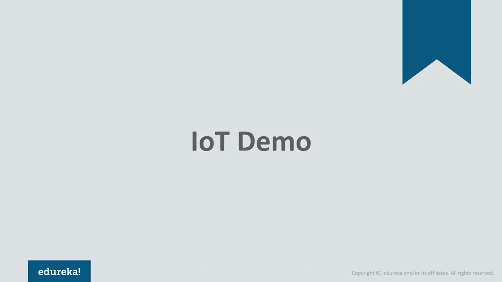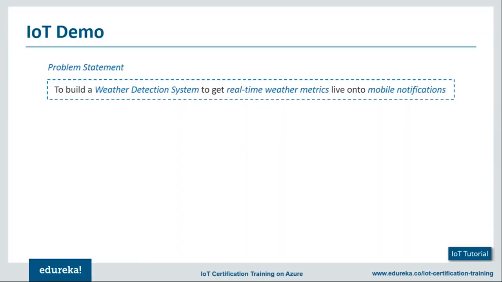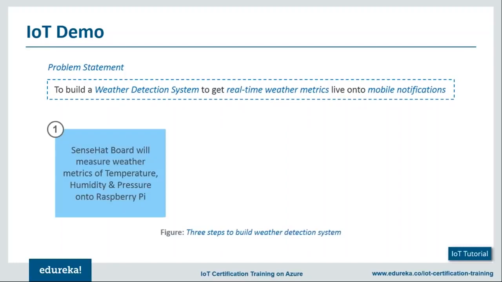Okay, now that we've installed Raspbian on Raspberry Pi, it's time we begin with the demo for this session. Now what we're trying to do is build a weather detection system to get real-time weather analysis. When we talk about real-time analysis, it basically is the pressure, temperature and humidity. And what we want to do is get a live mobile notification for this.